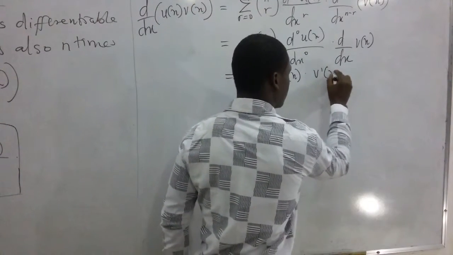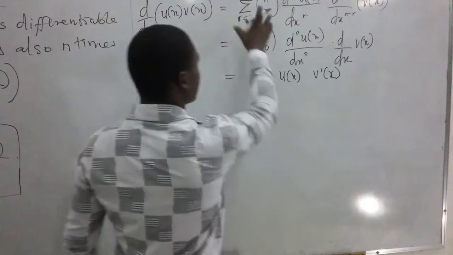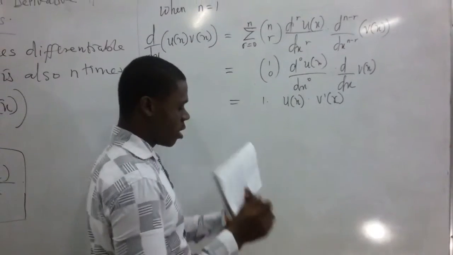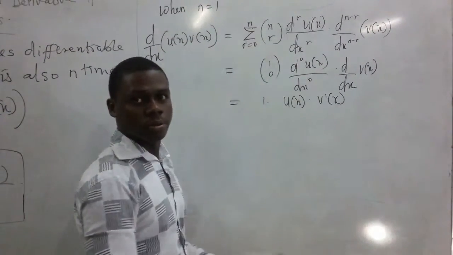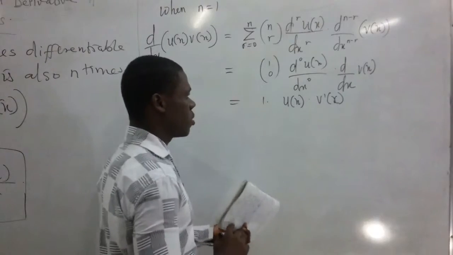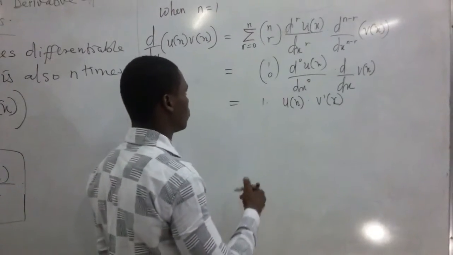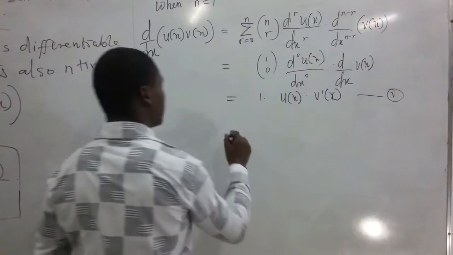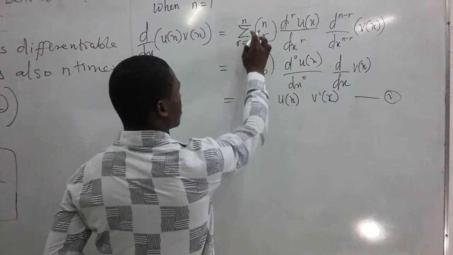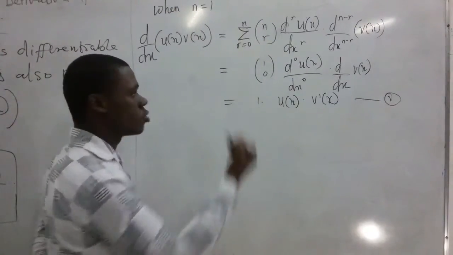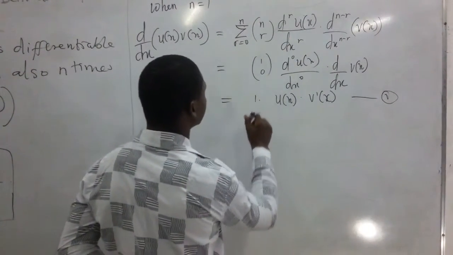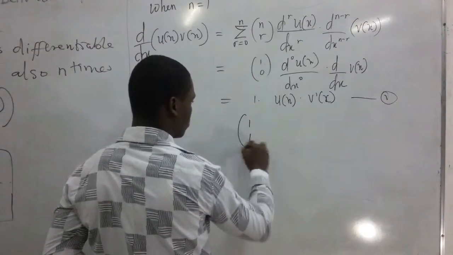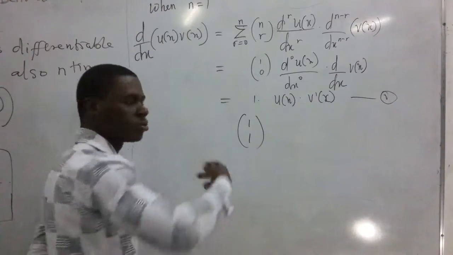When we differentiate once, it gives us v prime of x. Now remember, it's about summation, so just look at the first case when r is 0. But r begins from 0 up to n. So let's move on and look at where it gets to 1. We hold this one now. Then we look at where our r has reached 1, because it begins from 0 to 1. So we have this now becoming one combination 1.